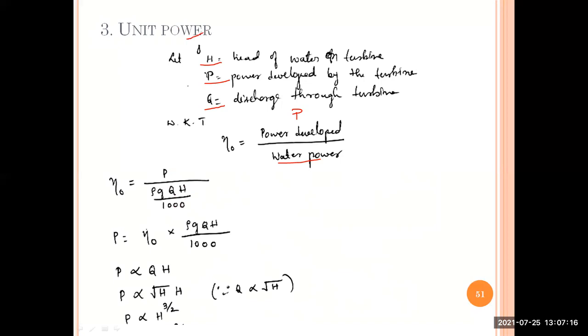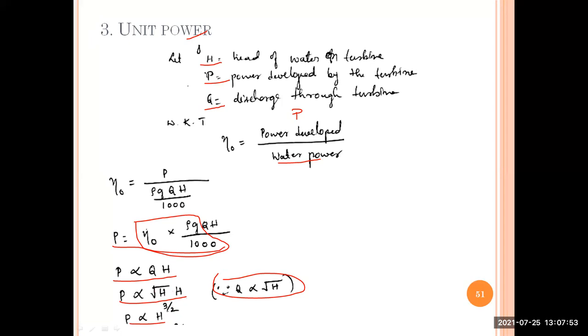So we have to get an equation for power. Let us rearrange this. So for power, if you rearrange, you'll get P is equal to eta naught into rho g Q H divided by 1000. Here this eta naught rho g divided by 1000 is a constant. So you can write that equation as power P is directly proportional to Q into H. And we already know Q is directly proportional to root H from the previous unit discharge equation. So P will be directly proportional to root H into H, so you'll get P directly proportional to H to the power 3 by 2.